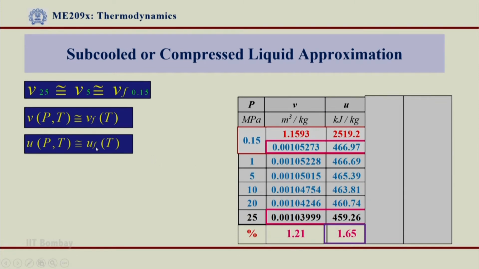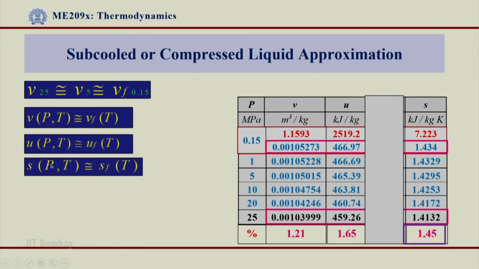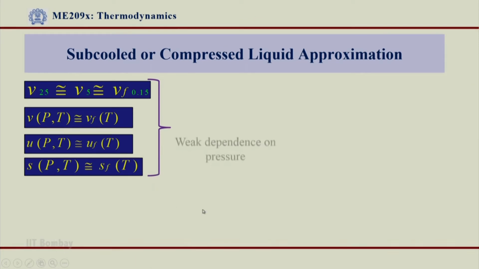So, again I will say it does not depend so much on pressure. Similarly, for s, or entropy, because this variation also is negligible, I say s at P,T in the subcooled or compressed liquid region does not depend on pressure. It is approximately equal to sf at T, that means P is not there at all. What do I say from this? I will say that there is a weak dependence on pressure in this region.